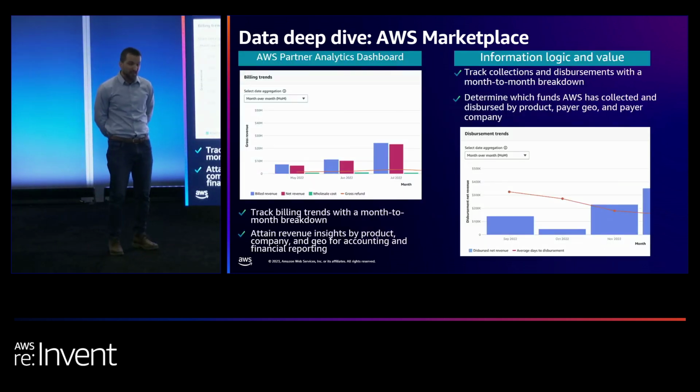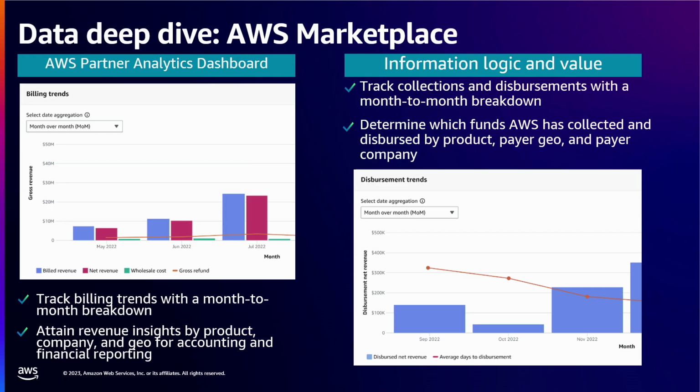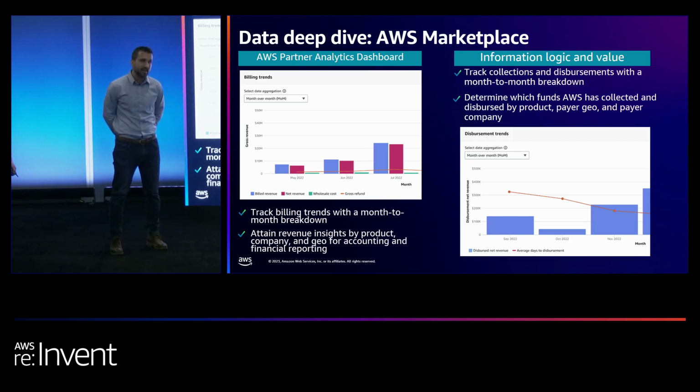And so more specifically on the Marketplace side, there is a lot. What I am most excited about with the Marketplace dashboard is that there are about 15 different filters that you can use to customize the views. For example, here, you can track your billing trends. You can specifically look at your net revenue, your wholesale cost, and the gross refunds that you've issued. And you can get insights by product, company, and geo.